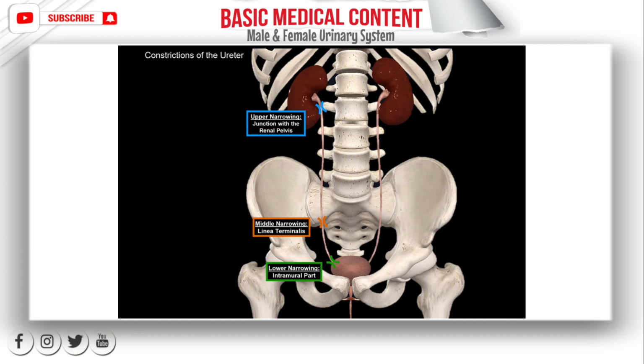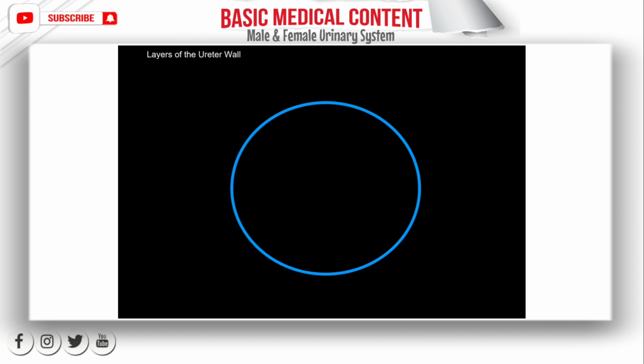Let's now make a transverse cut of the ureter and look at the layers of the ureter wall. And to make this easier, we will line the external surface first. So the first layer is the tunica mucosa, which is the innermost layer. It's smooth and contains transitional epithelium that is able to stretch and dilate when the urine passes through.